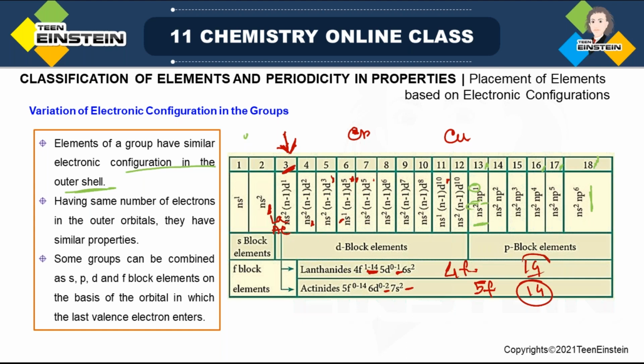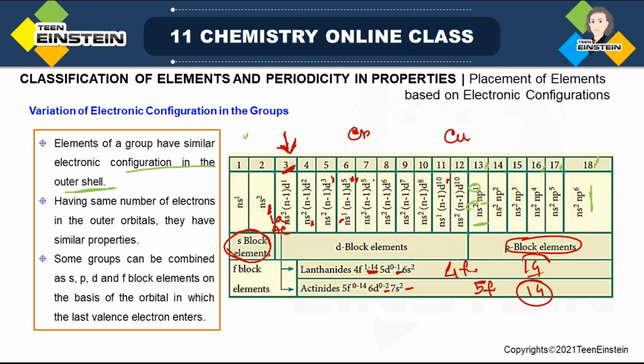Some groups can be combined as S, P, D and F blocks, which we have seen already. So these two groups, 1 and 2, are under the S block. Groups 13 to 18 are under the P block. And then we have the F block, though in the case of the F block all are from the same group, group 3. But if you consider the D block, then it is 3 up to 12.